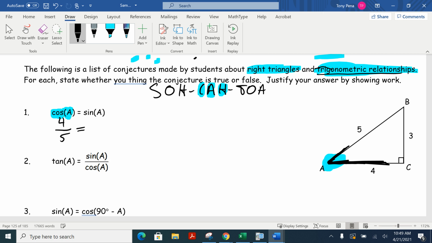If I want the sine of angle A, the sine of any angle is the opposite side of that angle. So angle A's opposite side is 3 over the hypotenuse. The hypotenuse is the 5. So we can find the cosine of A. We can find the sine of angle A. When we look at those, we see that those obviously are not equal to each other. So when we are told to say if this is true or false, in this case, we would say that this is false, that the cosine of that angle is not the same as the sine of that angle.